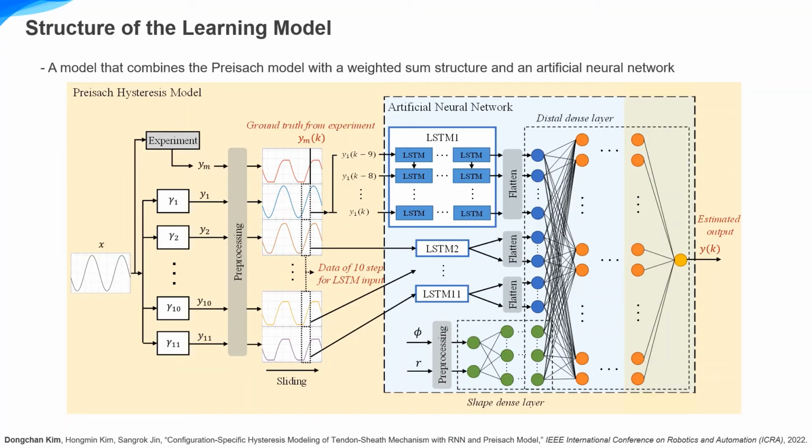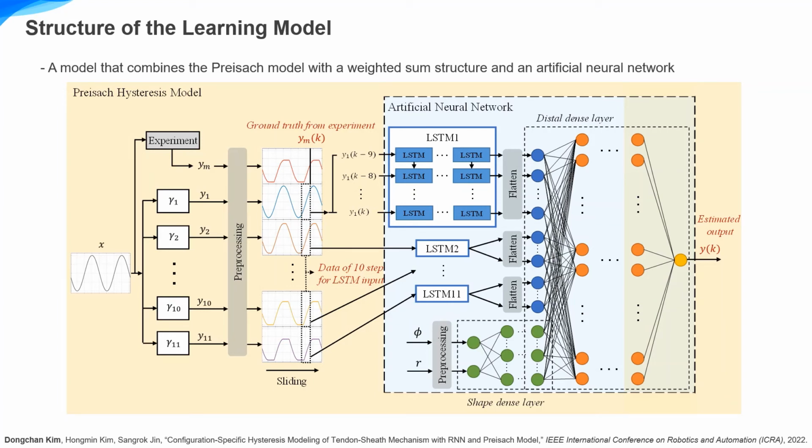The figure shows the structure of the learning model that combines the Presac model and the artificial neural network. The input signal goes through 11 mechanical play operators with different values of P and outputs from Y1 to Y11. After standardization and data augmentation, they are grouped into 10 time intervals and input into 11 LSTMs respectively.